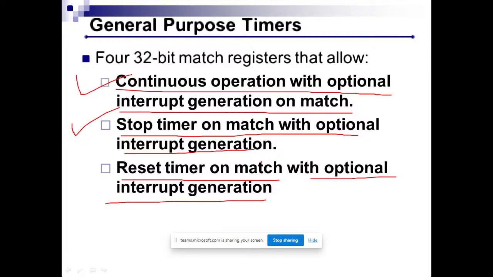So that means, for example, in a match register, you have some value, let's say 1000, stored in a match register. The timer starts counting from 0. It will reach up to 1000, and whenever it reaches 1000, the interrupt will be generated or the GPIO pin will be toggled, but at that time, the timer register will be reset to 0.